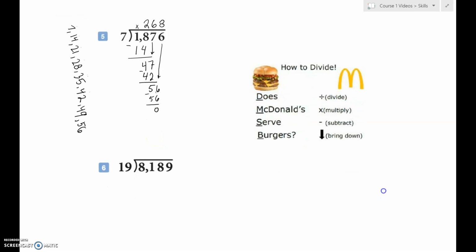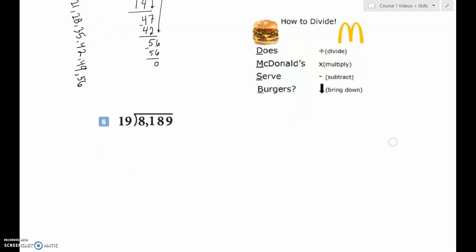All right, so let's do this one. This one's trickier, right? It's a 2-digit divisor. And again, instead of asking ourselves how many times does 19 go into 8,189, we're just going to take it by place value. How many times does 19 go into 8? Well, it doesn't. We can't make a group of 19 out of 8 things, but we can make a group of 19 out of 81 things.